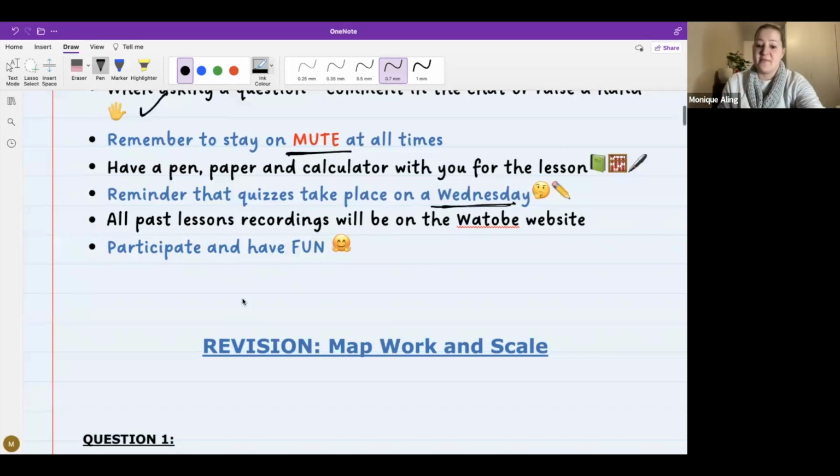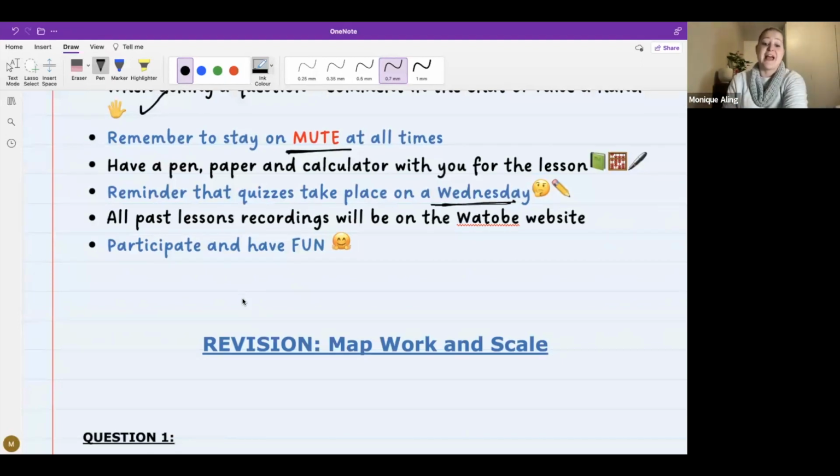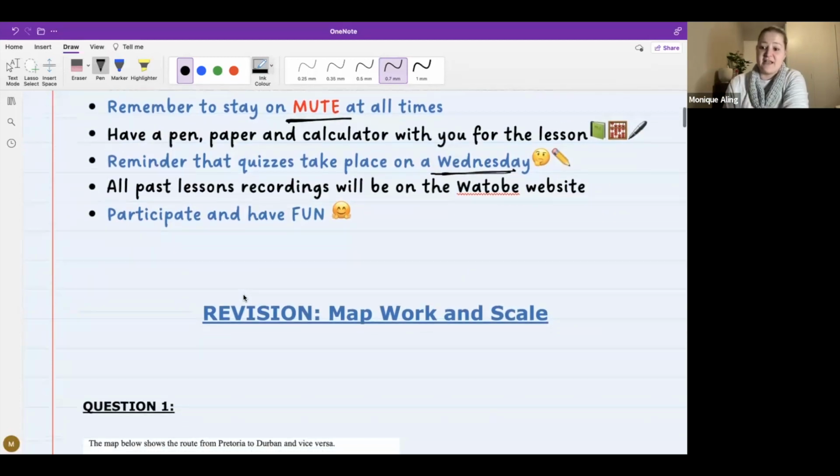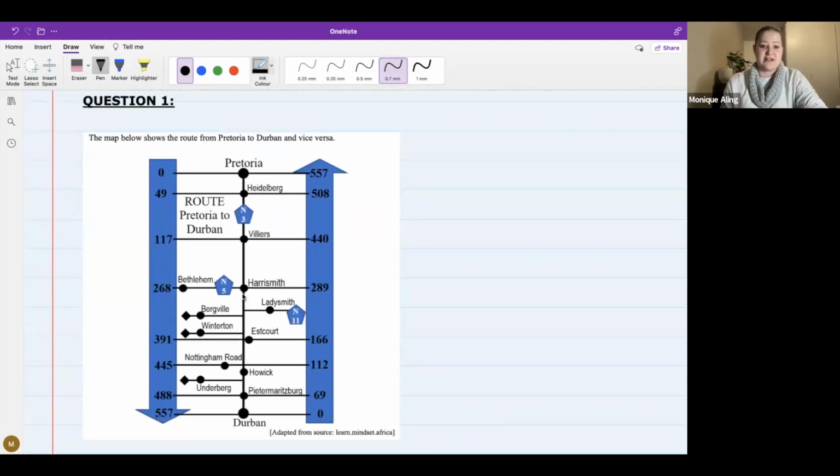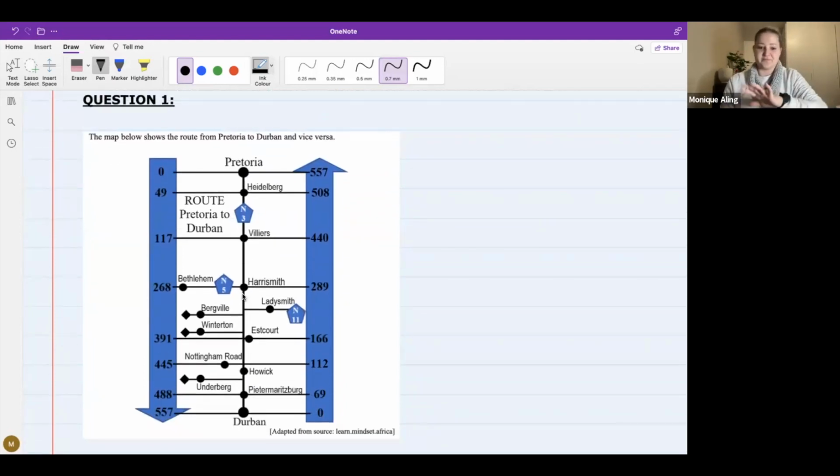Looking at a lot of past paper questions. So these are the types of questions you can expect in your prelim or final exam at the end of the year. So it's really, really good practice. Okay, so let's have a look at the first question.